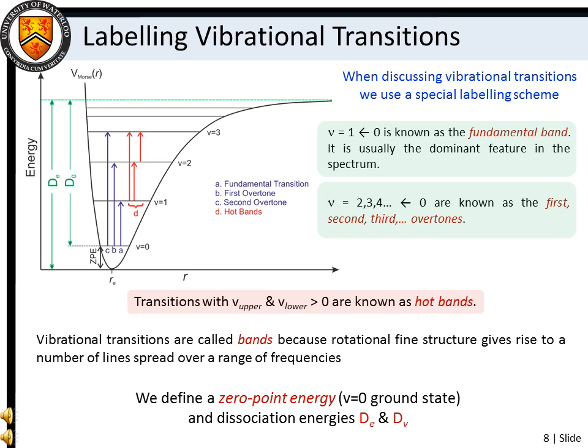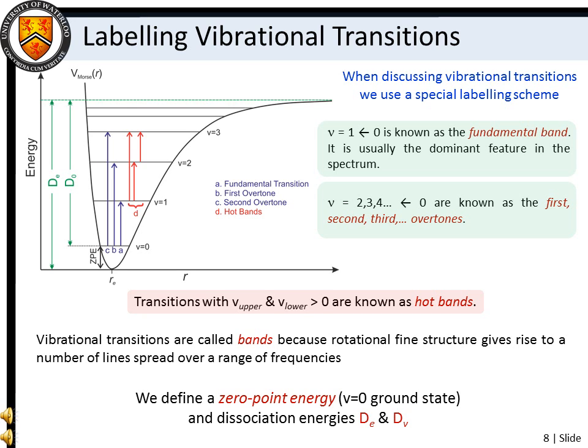Excitations from V equals 0 to V equals 2, 3, 4, etc. are known as the first, second, third, etc. overtone bands. Any vibrational transitions not involving V equals 0 are collectively known as hot bands, since molecular samples usually have to be at a relatively high temperature for these transitions to be observed.